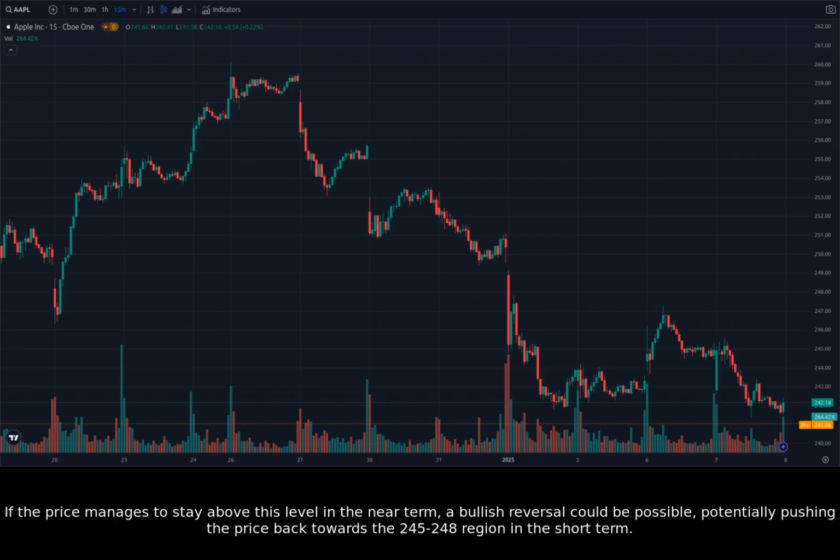If the price manages to stay above this level in the near term, a bullish reversal could be possible, potentially pushing the price back towards the 245 to 248 region in the short term.